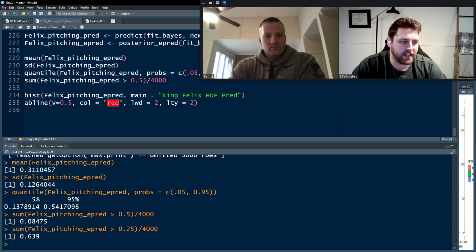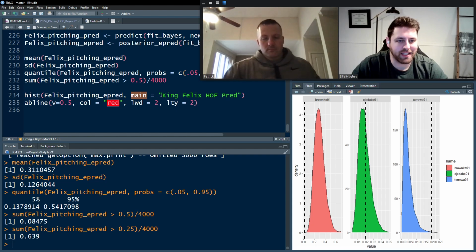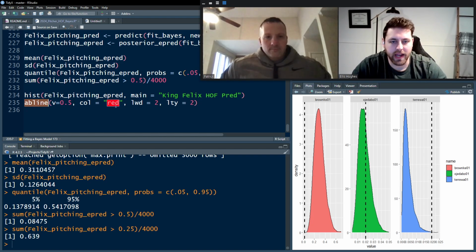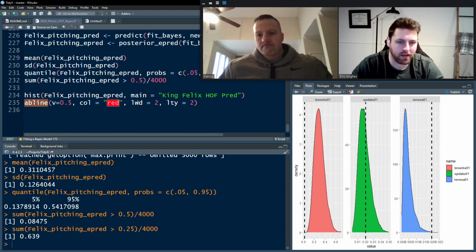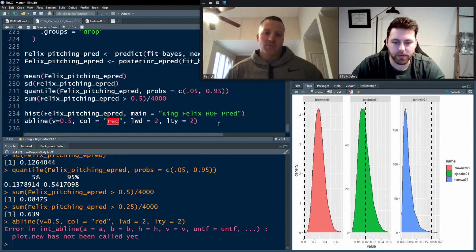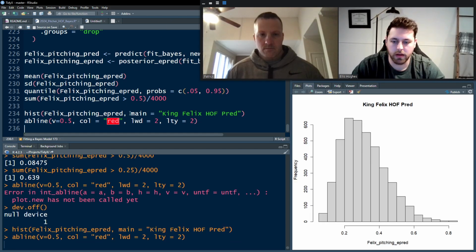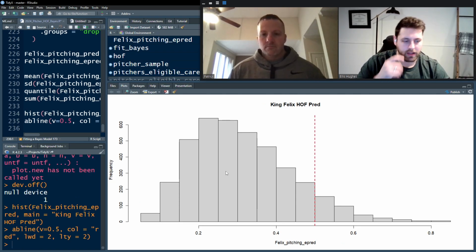But then we can also generate a histogram to look at the probabilities as well. So we'll use hist, drop in the epreds, set main, which is the title, to be King Felix Hall of Fame Preds. Set an abline at the 0.5, set it to be red. Line width is 2, so it's a little bit thicker than the normal, and line type is 2. And let's do dev.off, so we clear out what was there before. Now run that.